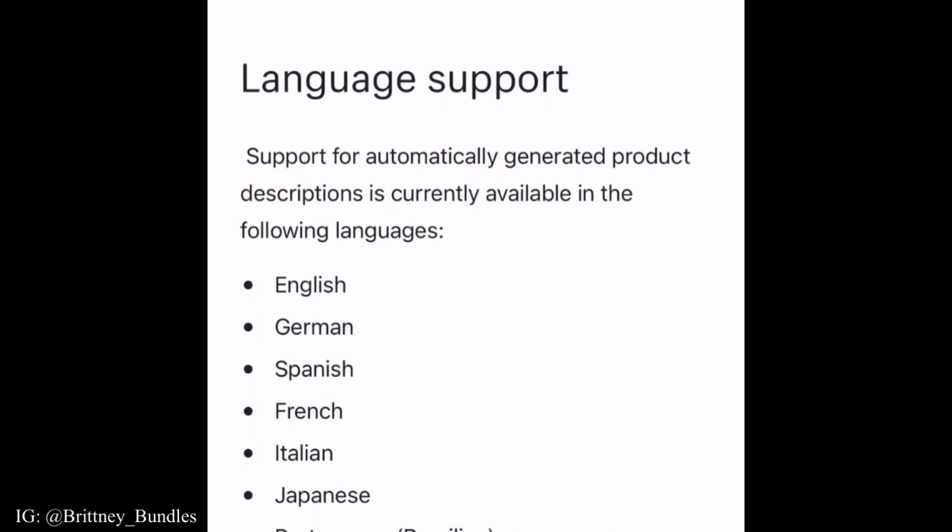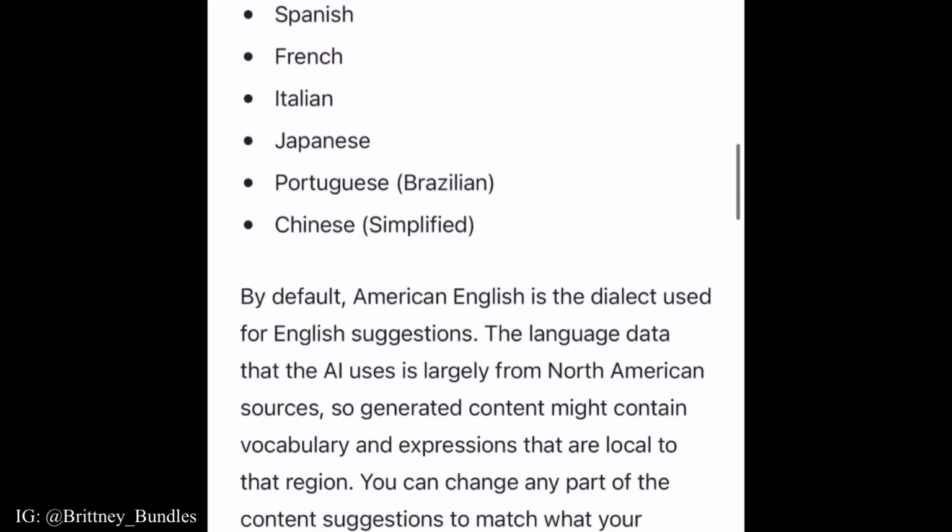So, automatically generating product descriptions. You can get help writing product descriptions with automated text generation. This feature uses artificial intelligence, AI, to take details that you provide, such as product title and keywords, and generates a suggestion for a product description. On this page here, you're seeing the different language supports, so the different languages that are available.